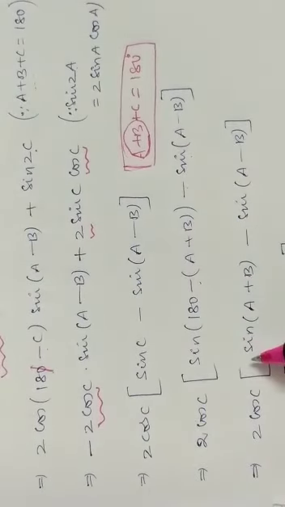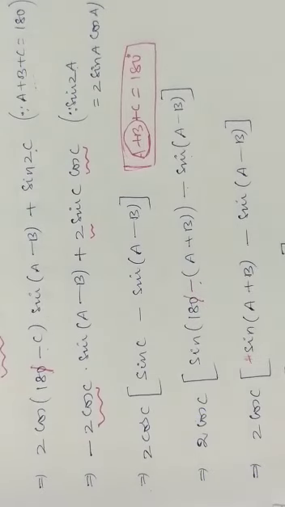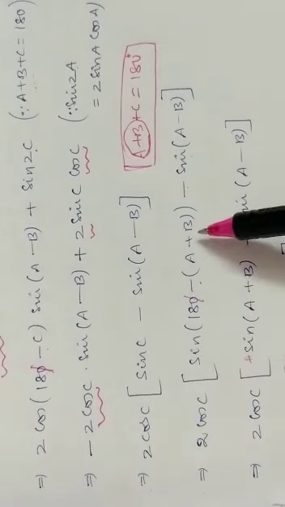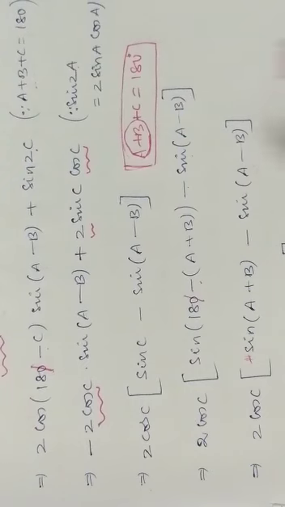So what is the symbol? Plus. If nothing is mentioned here, we treat that the symbol is plus. After removal of 0, 18 is even, no change. So sin remains sin. What is the theta here? A plus b, minus sin(a minus b).